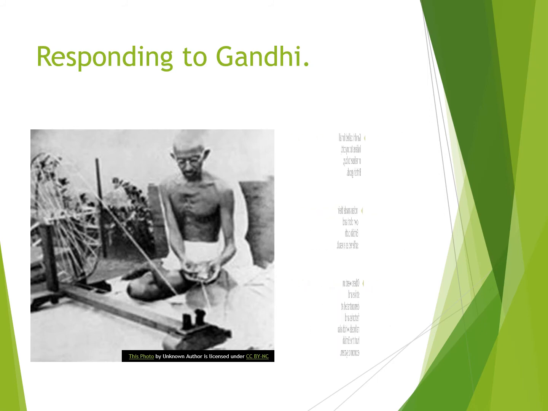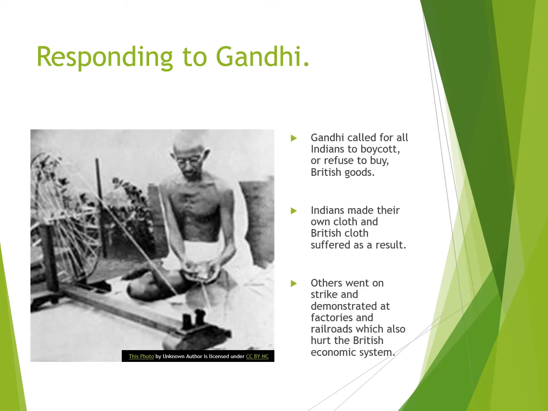So, responding to Gandhi. Gandhi also called for all Indians to boycott, or refuse to buy, British goods. So Indians began to make their own cloth, and British cloth suffered as a result. Here's a picture of Gandhi making his own cloth for clothing. Others went on strike and demonstrated at factories and railroads, which also hurt the British economic system.